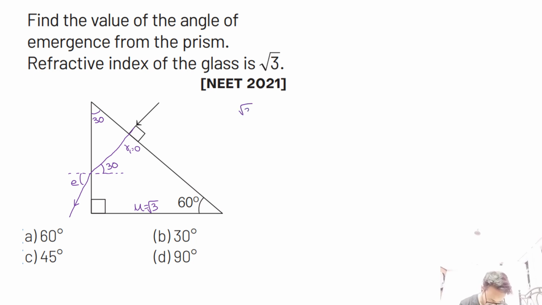root 3 into sine of 30 is equal to 1 into sine of e. Sine of 30 is nothing but 1 by 2, so root 3 by 2 is equal to sine of e, and the value of e which gives sine root 3 by 2 is nothing but e is equal to 60 degrees, because sine 60 is equal to root 3 by 2. Let's proceed to the next question.